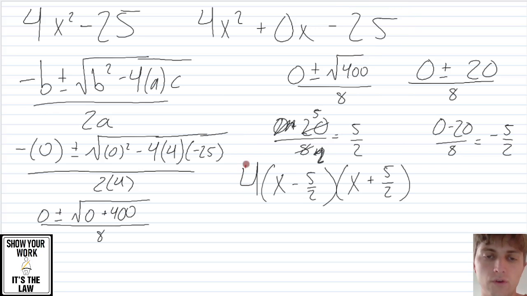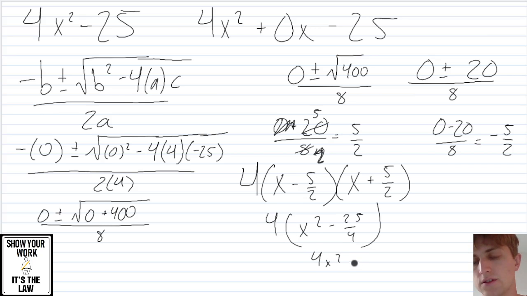And then this 4 at the end, if we were to FOIL this out, it would give us x squared minus 25 over 4. Then if we multiply everything by 4, that would give us 4x squared minus 25, which is what we started with. Now, this typically is not the format, but I like this as the format because once again, it just factors it even further. And factoring is a good thing. That's why we do it.